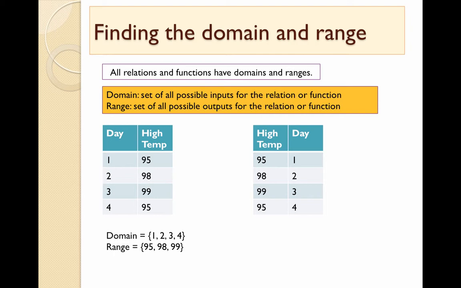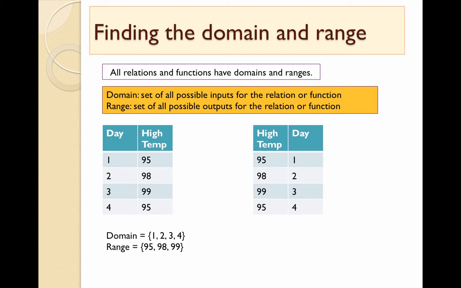This is an example of set notation. My domain is the values 1, 2, 3, 4. And my range is the values 95, 98, and 99. And now notice that even though the value 95 occurs twice in my table, I only write it once. I don't write duplicates.